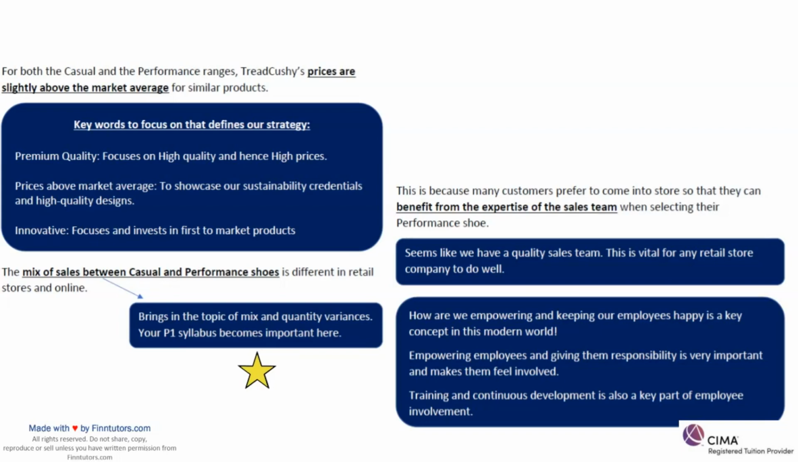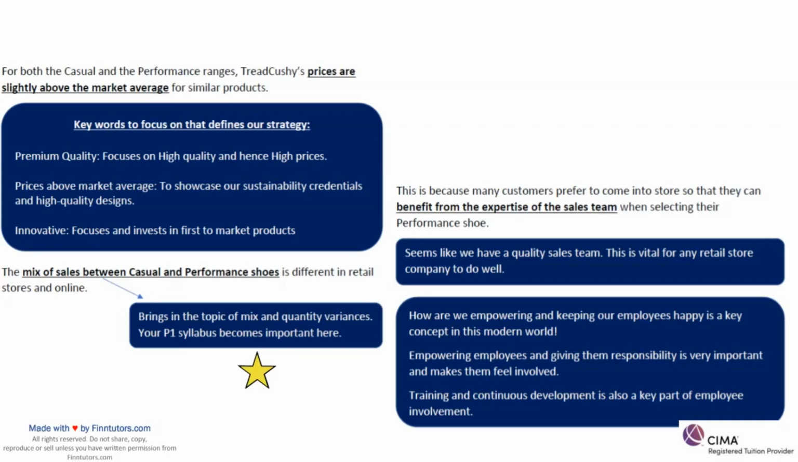Next, the mix of sales between casual and performance shoes is different in retail stores and online. So they're speaking about the mix which is available in retail stores and the mix which is available online. So this brings out your quantity variances, your sales variances, sales mix variances. Something for us to very well know. Variances is the favorite exam question, and this is from your P1 syllabus. So, something for us to really keep in mind.